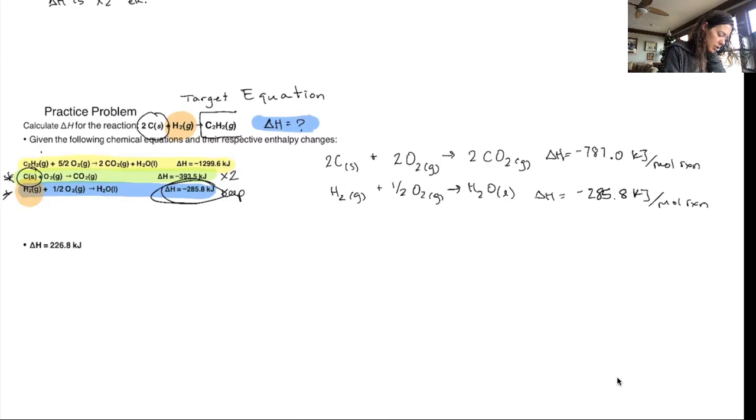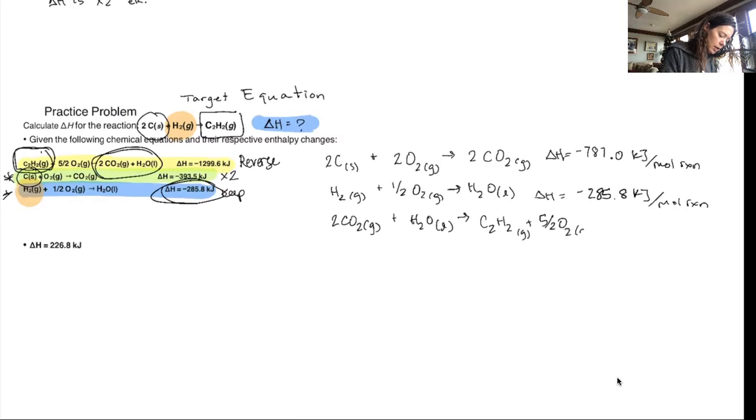I've got C2H2. I got 1 molecule produced. Right here in my first yellow equation, I have 1 molecule reacting. So I'm going to need to reverse this equation. In the reverse, I write my products first. So that's 2 CO2 gas plus H2O liquid yields, and then I will write my reactants: the C2H2 gas plus the 5/2 O2 gas.